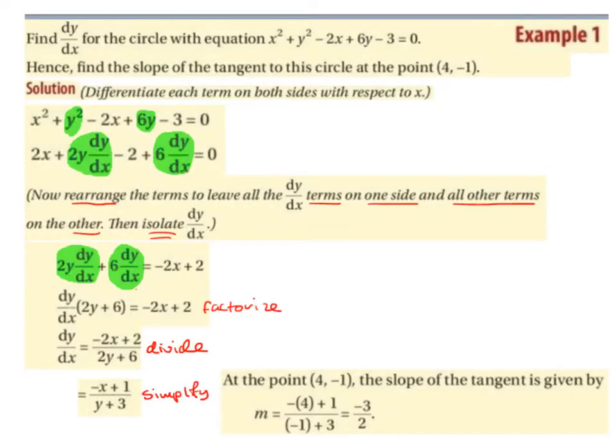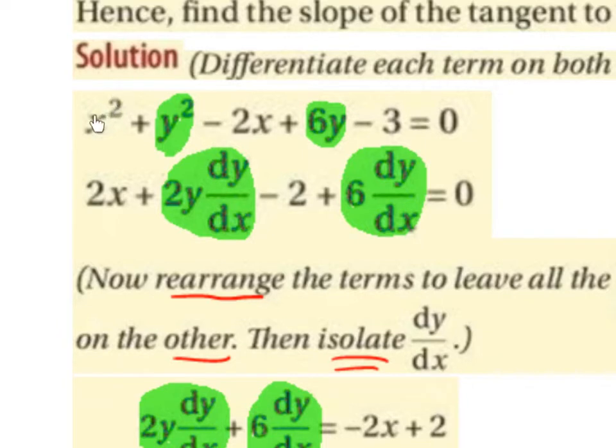So, in order to work this out, we have to differentiate each term on both sides with respect to x. So, if we are given x squared, the derivative of x squared with respect to x is 2x. We bring the power down in front, so we get 2, reduce the power by 1. 2 take away 1 is 1, so we get 2x.